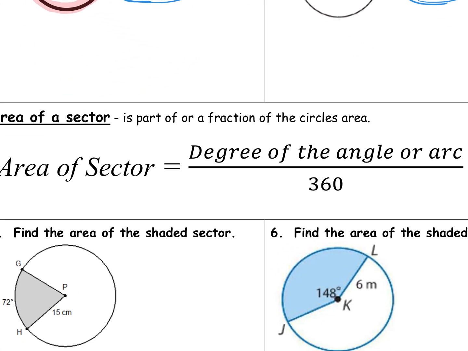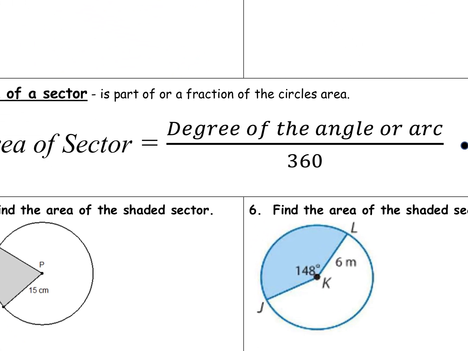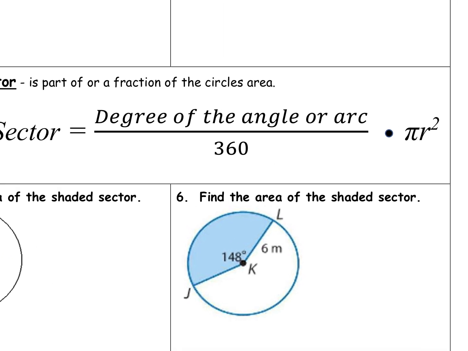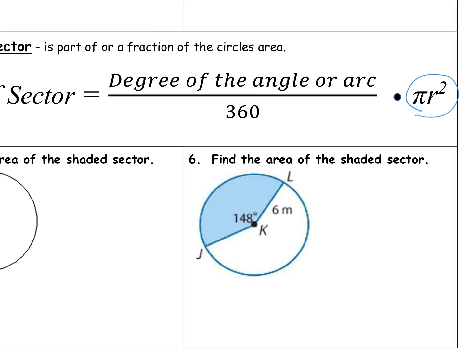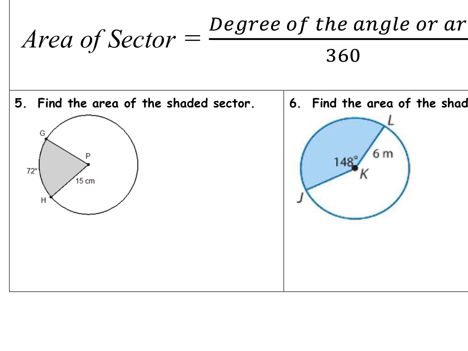Now we're going to look at the next formula. This formula is area of the sector. This is just part, or a fraction, of the area. Again, we're going to use the degree of the angle or the arc divided by 360 times the area of the circle. So when I look at this example, we're going to take 72 divided by 360 times pi r squared, which in this case, our radius is 15.